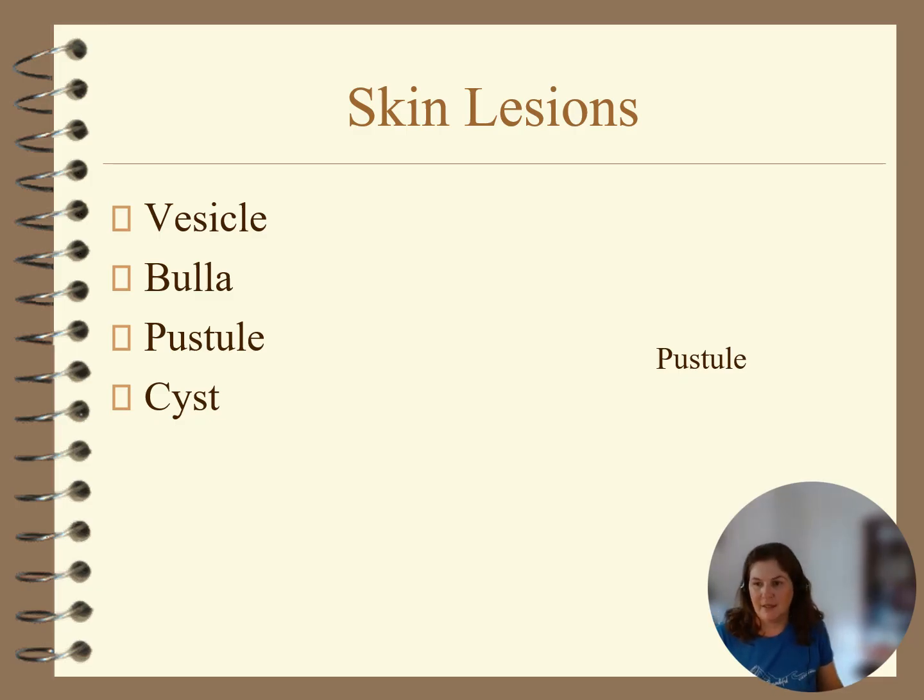Pustule, filled with pus, purulent matter. A furuncle is a large pustule. A carbuncle is a coalescing furuncle, usually scars after healing. Some people, unfortunately, have a lot of carbuncles and furuncles under their armpits.